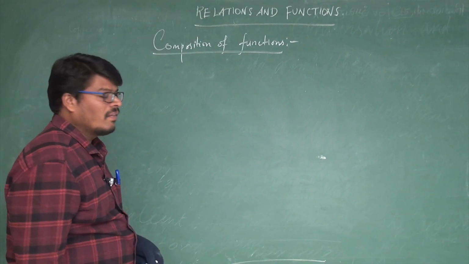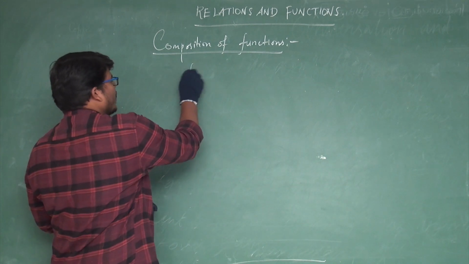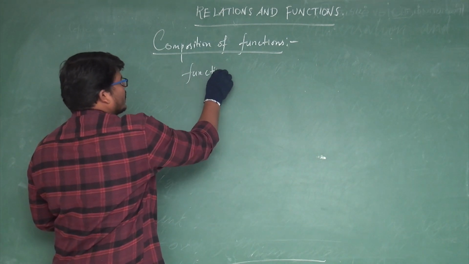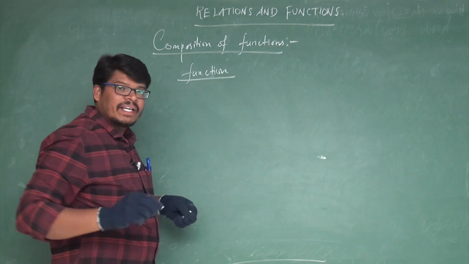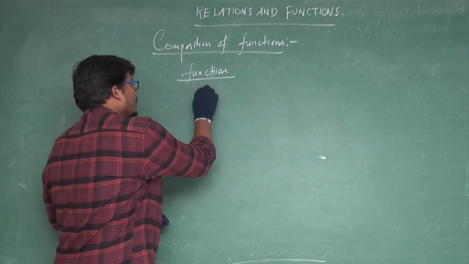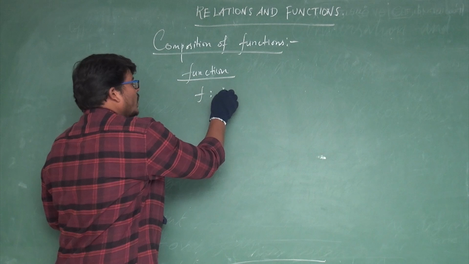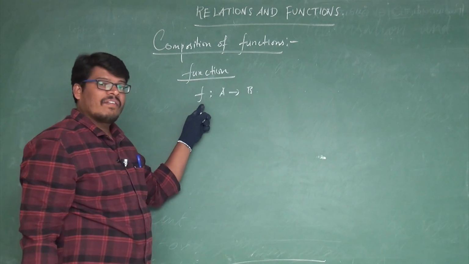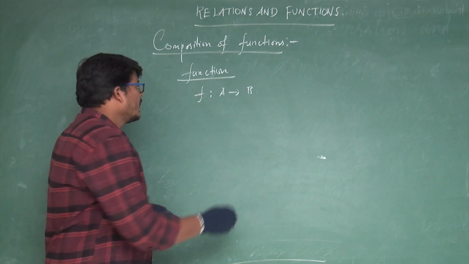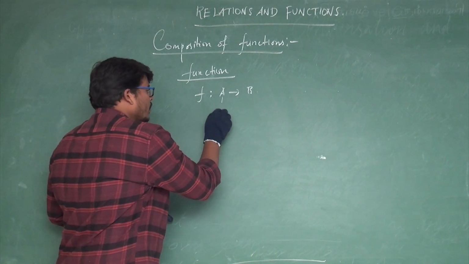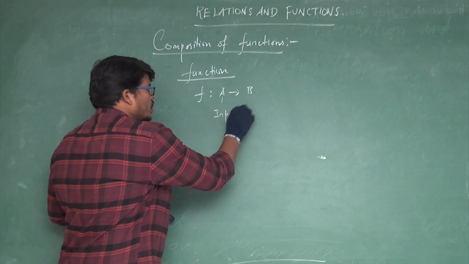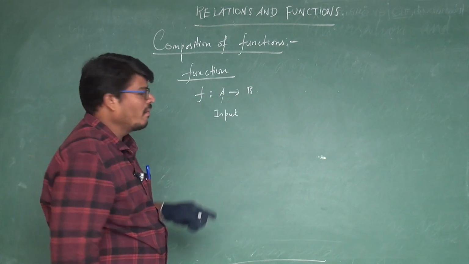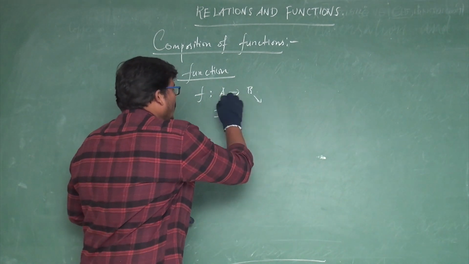First one is function. How to define a function? A function is defined as f from A to B. Here A is the input value, and B is the output value.